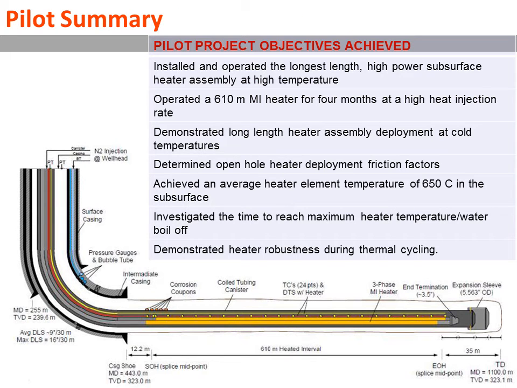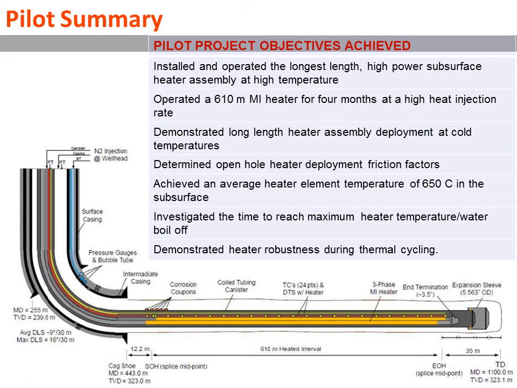So the pilot summary is we installed and operated the longest high power subsurface heater at the temperature range that we know of that's ever been done. We operated a 610 meter MI cable for 4 months at the high injection rate that we talked about in the previous slide. We demonstrated that the 4.5 inch coil tube could deploy the heater even at cold temperatures. We also determined what the open hole heater deployment friction factors were, which is good for figuring out how far you can really push this heater into a horizontal well.